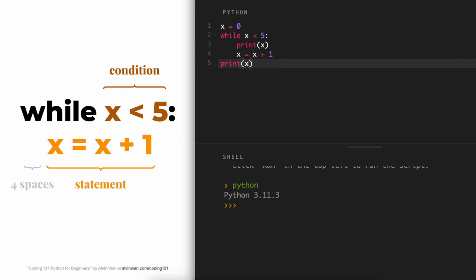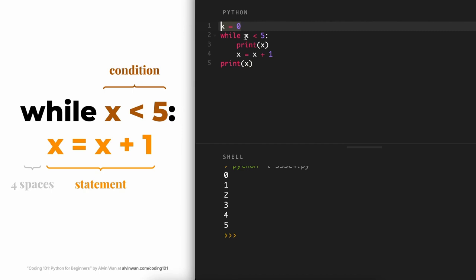Hit run in the top left, and you should now see a number of different outputs. This is what we discussed previously. Let's start with x is equal to 0. In the very first iterate, 0 is less than 5, so we execute the while block. We print x, and then we increment x by 1. That print is right here, the 0.